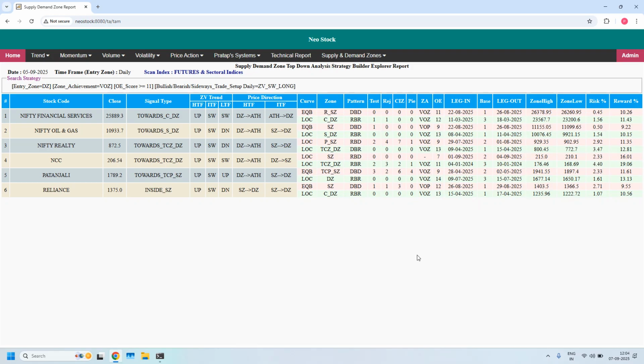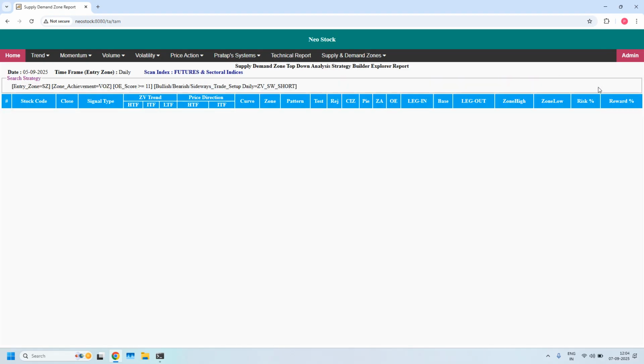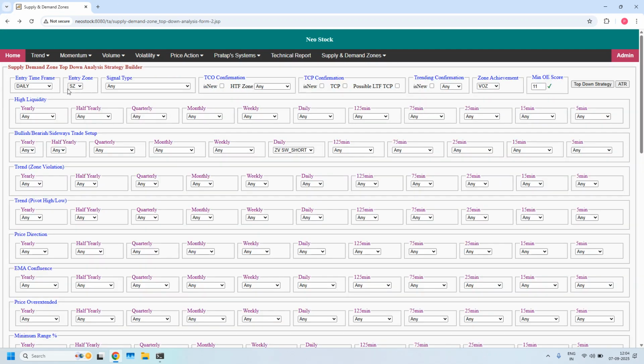Next, sideways short trade setup for monthly income trade. Entry zone is a daily supply zone, and here sideways short trade setup. Let's filter. No stocks are available. Next, bullish trade setup for monthly income trade. Entry time frame daily demand zone. Entry zone, daily demand zone. And bullish or bearish, here I am selecting bullish. And the minimum odd enhancer score for bullish or bearish should be 12. So I am selecting 12.